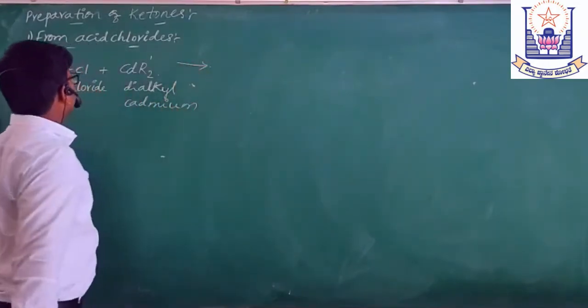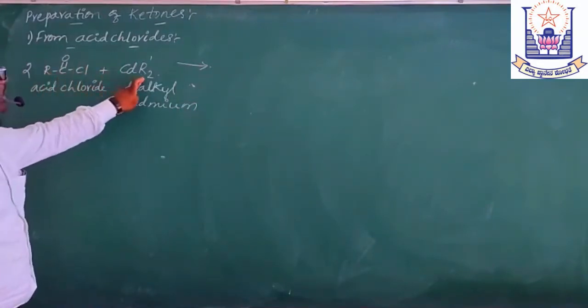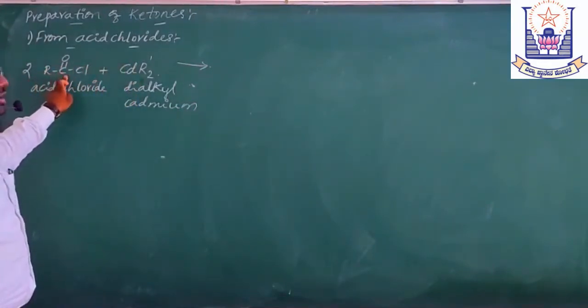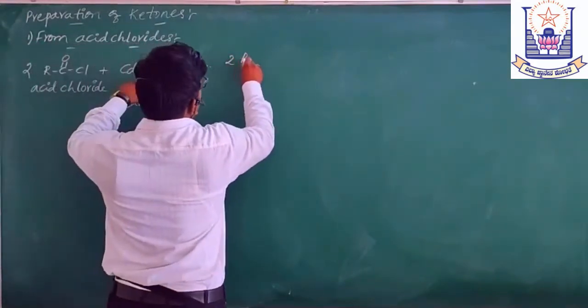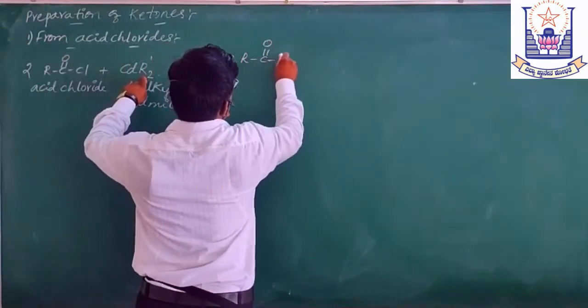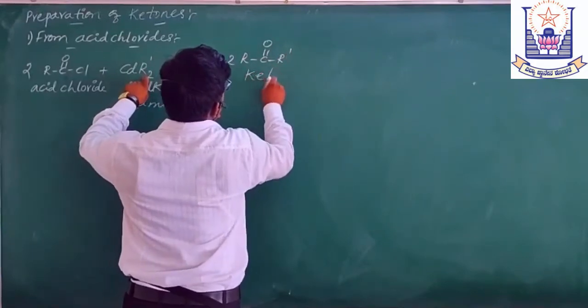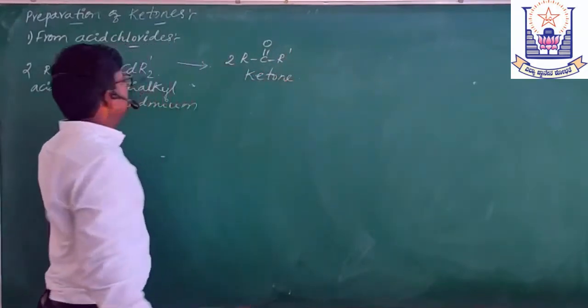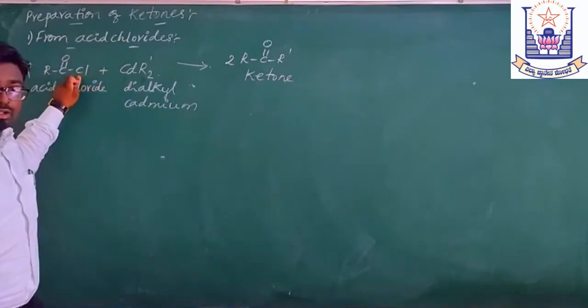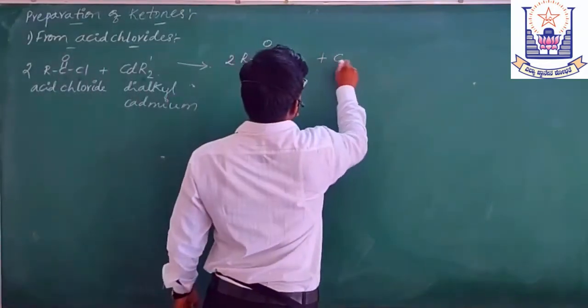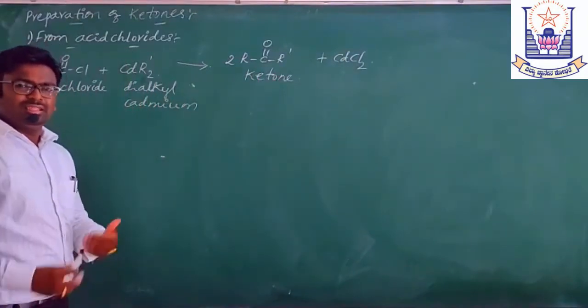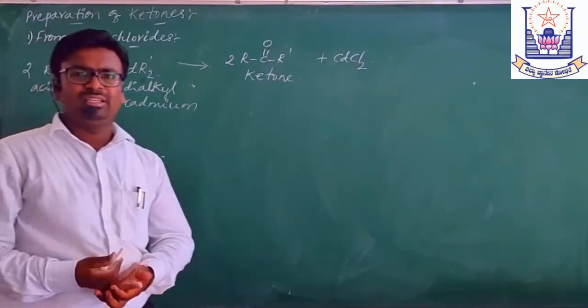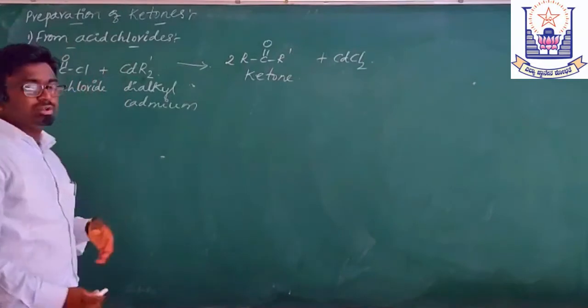you will get RCOR dash. Here 2 R's and 2 R dash will combine, and you get 2 moles of RCOR dash. This is a ketone. And the cadmium and Cl2 will form cadmium chloride, a salt. It's a simple method of preparing ketones from acid chlorides.